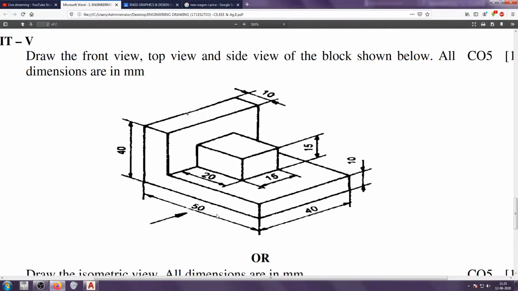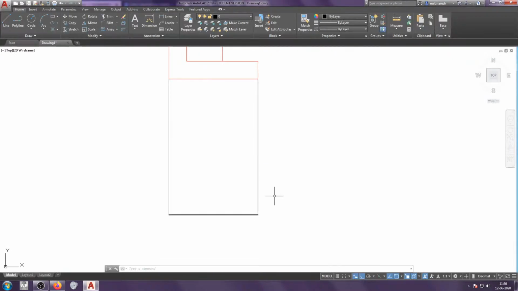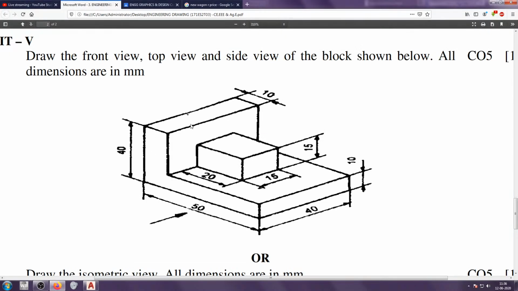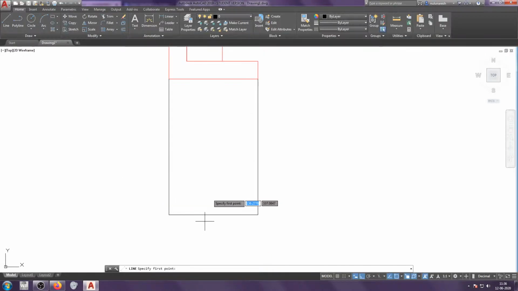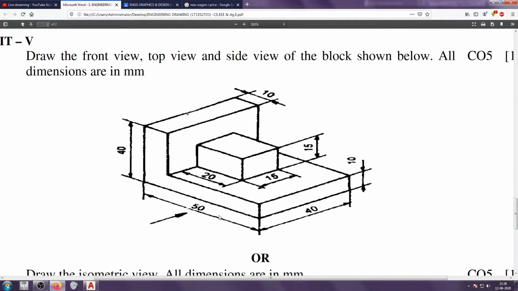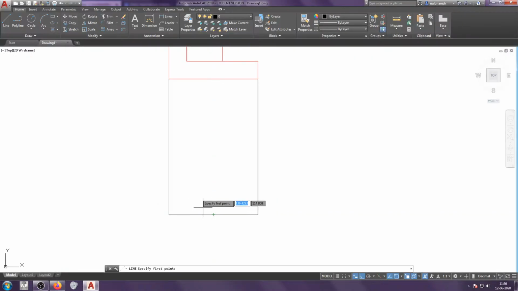Now from the top view, what are the things that we actually see? We will be able to see this face, and this face and this face as well, right? Since we already got the width 50 here, this line dimension here is 50, so the height has to be 40.